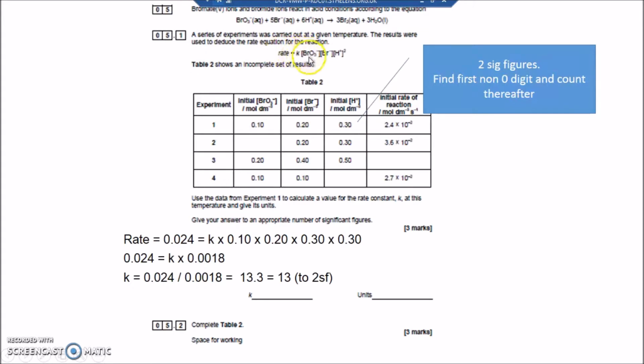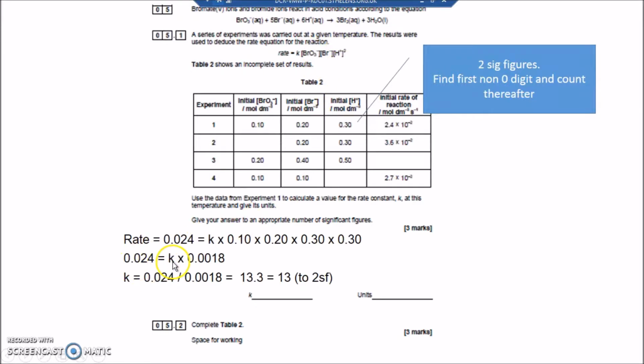So what have I got then? Rate equals K multiplied by the concentration of BrO3 multiplied by the concentration of Br and multiplied by the concentration of H plus squared. So let's take experiment number 1. Rate equals 0.024, 2.4 times 10 to the minus 2, equals the rate constant, which I don't know. And then I've got the concentration of BrO3, which is 0.1, the concentration of Br, which is 0.2, and the concentration of H plus, which is 0.3, and the 0.3 needs to be squared because it's given that in the rate equation.